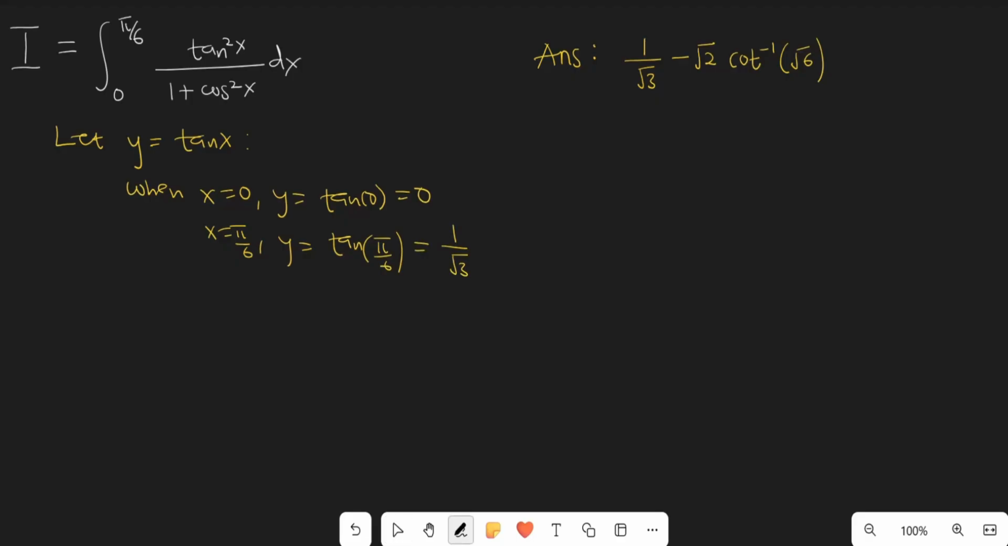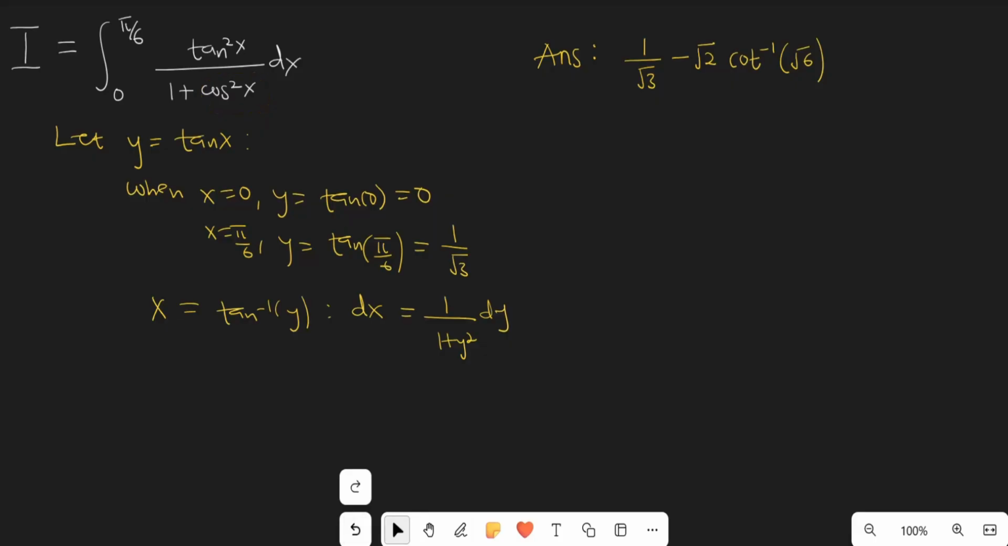And now let's find an expression for dx, right? So if y is equal to the tan of x, it implies that x is the tan inverse of y. And now differentiating, we have dx equal to 1 all over 1 plus y squared dy. So I can take this integral into the y world now, but how do I find an expression for the cosine of x in terms of y?